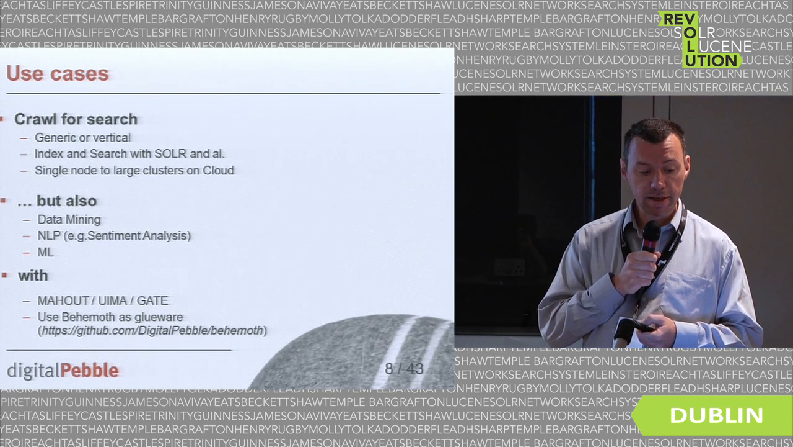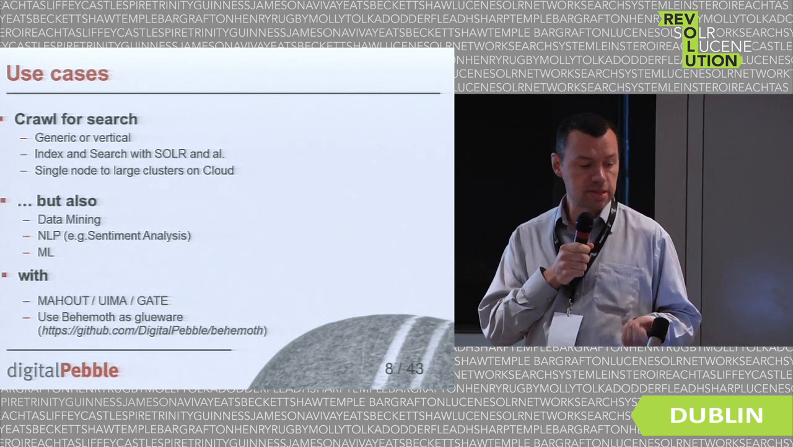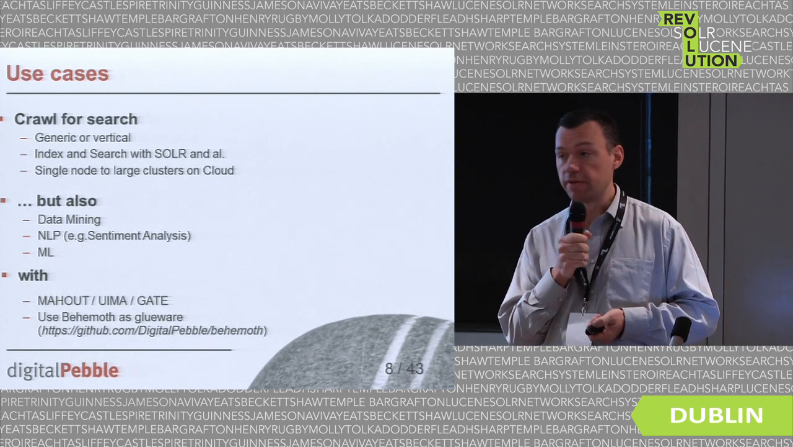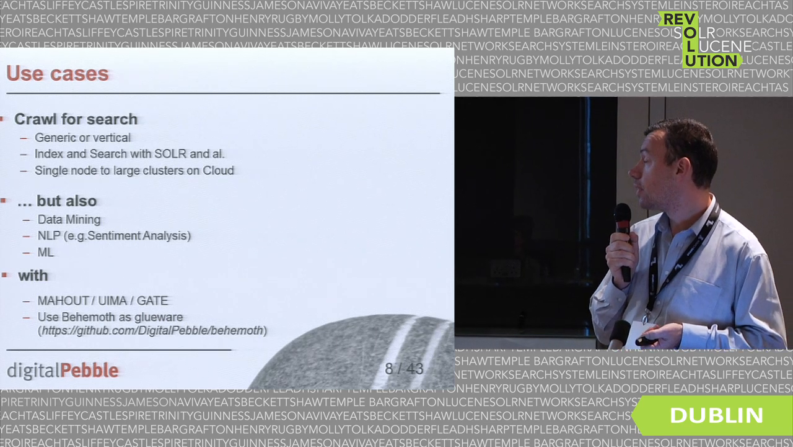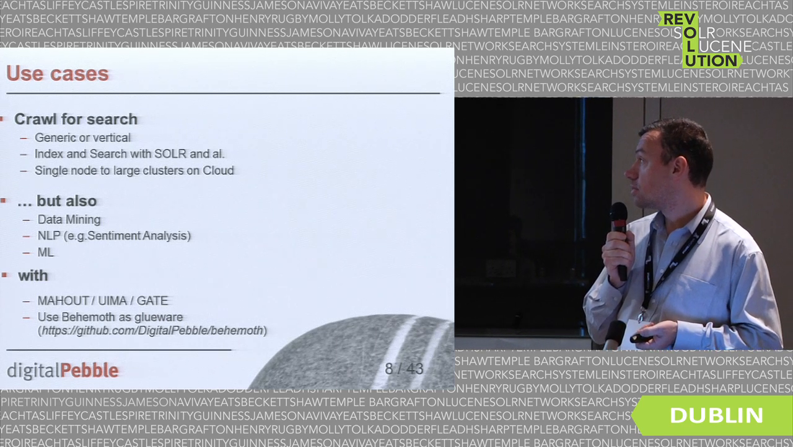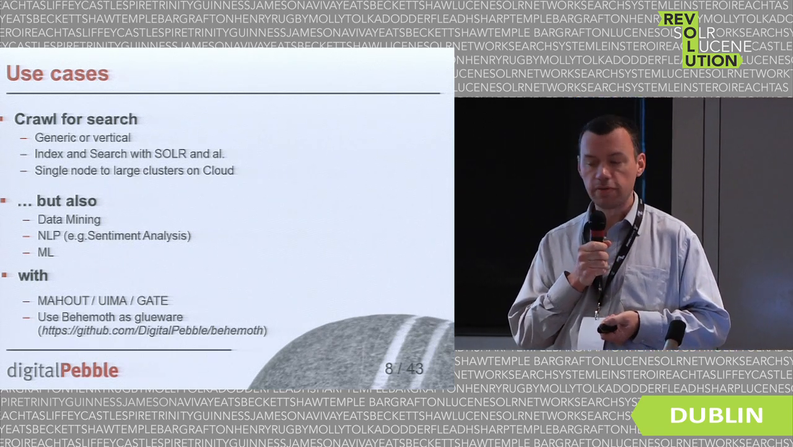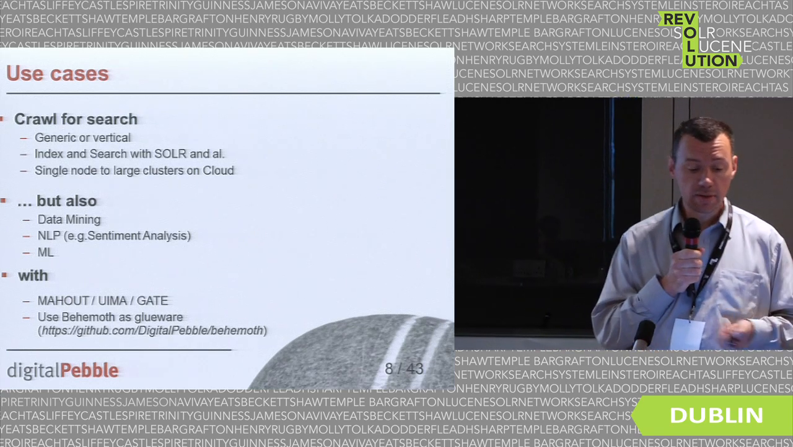Use cases: well, Nutch is usually used for crawling for search, so to send to Solr and so on. It can be used for building very generic search engines or very specific ones. And in terms of scale, people use it from a single node or laptop to very large clusters on the cloud. But it's not necessarily used for search.